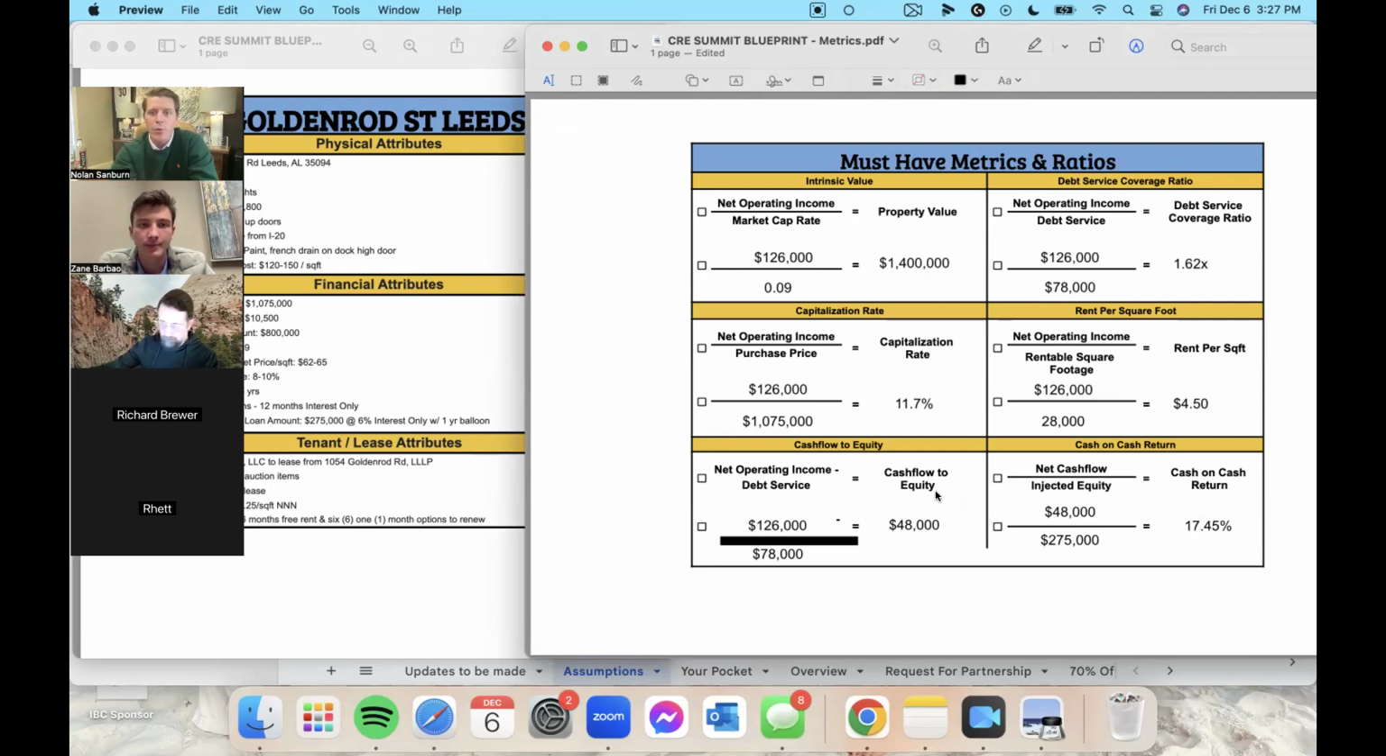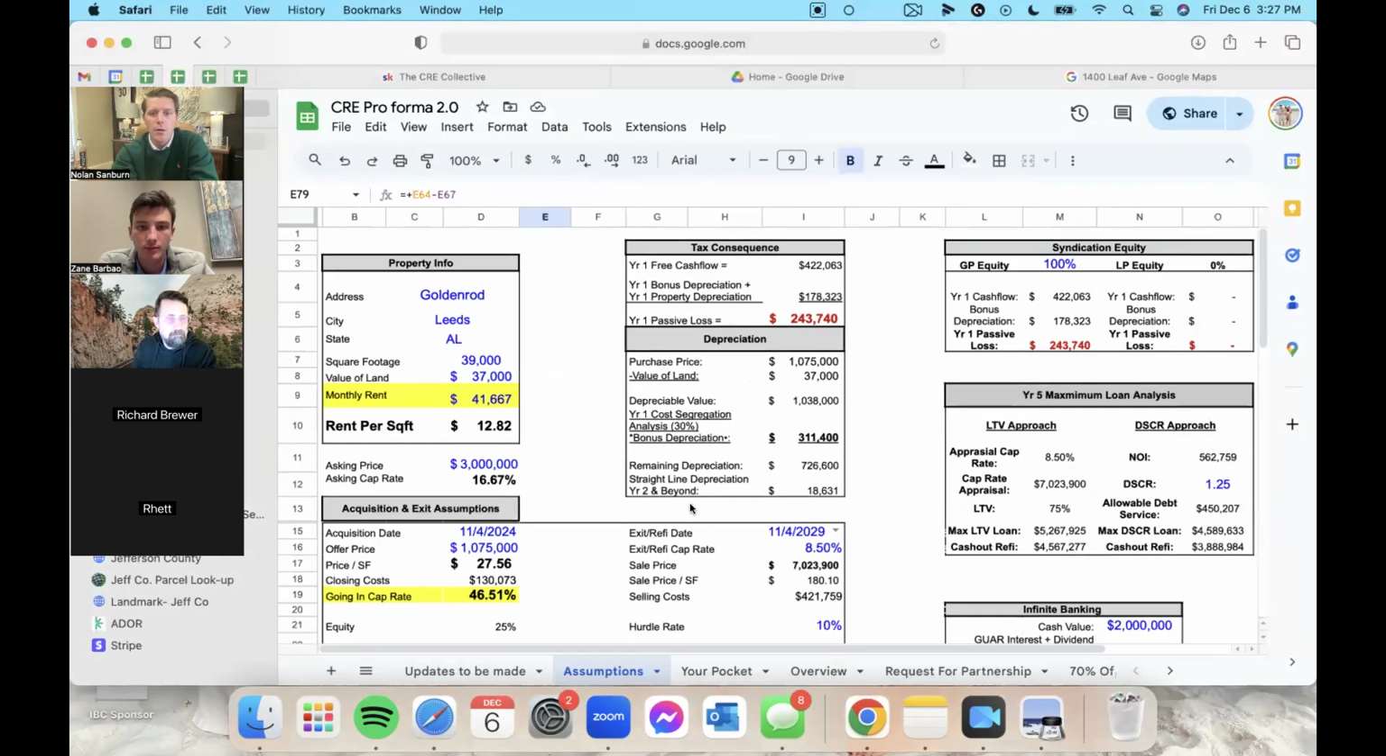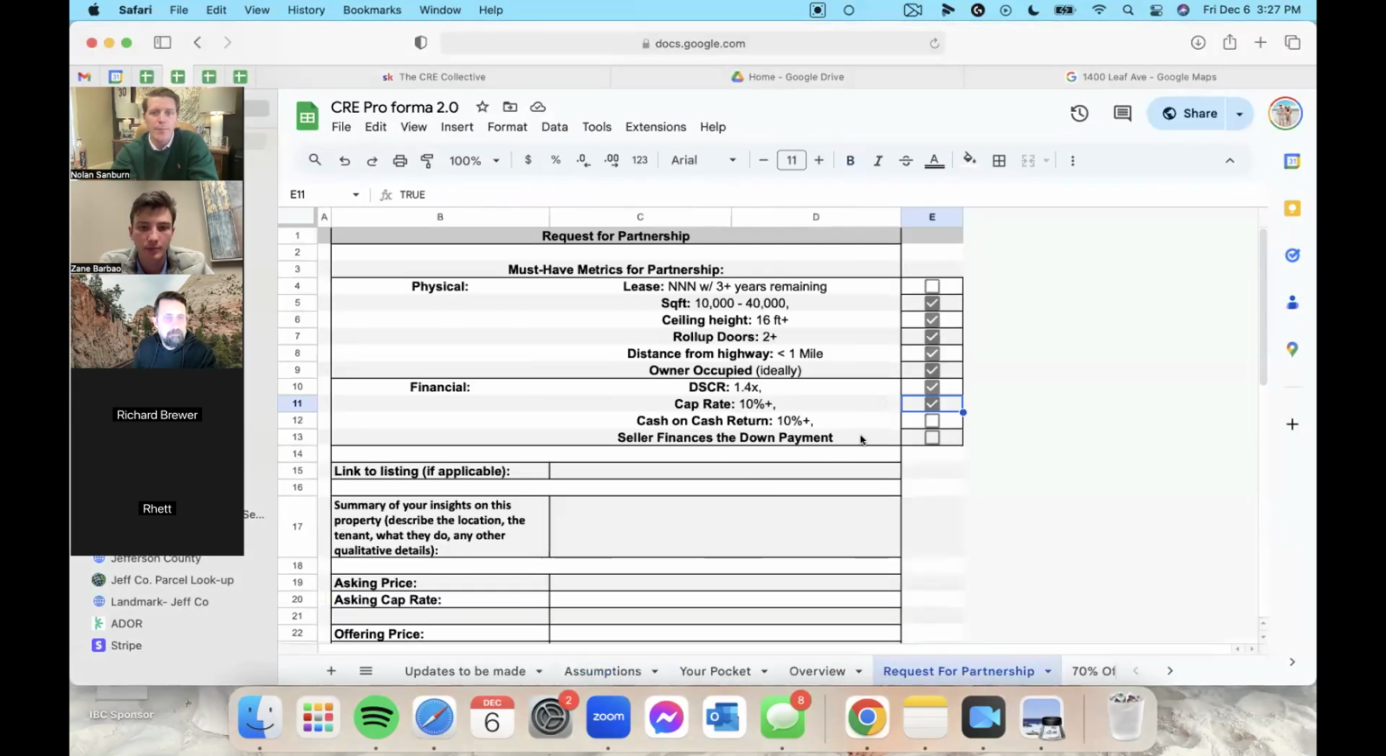So 17.45. If I go back to our request for partnership, cash on cash return was 17. So that checks that box. And then the seller financed the down payment. That's the cherry on the top. He did do that. The only box this deal did not check was the initial lease, the 3-year triple net lease.